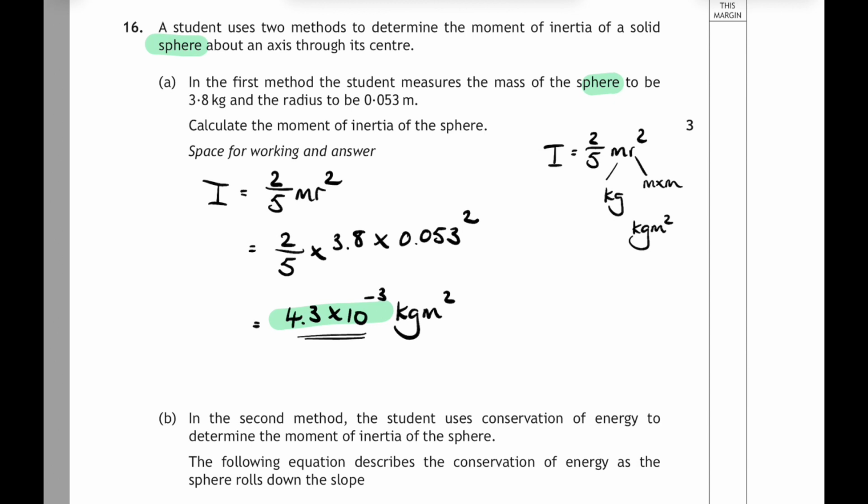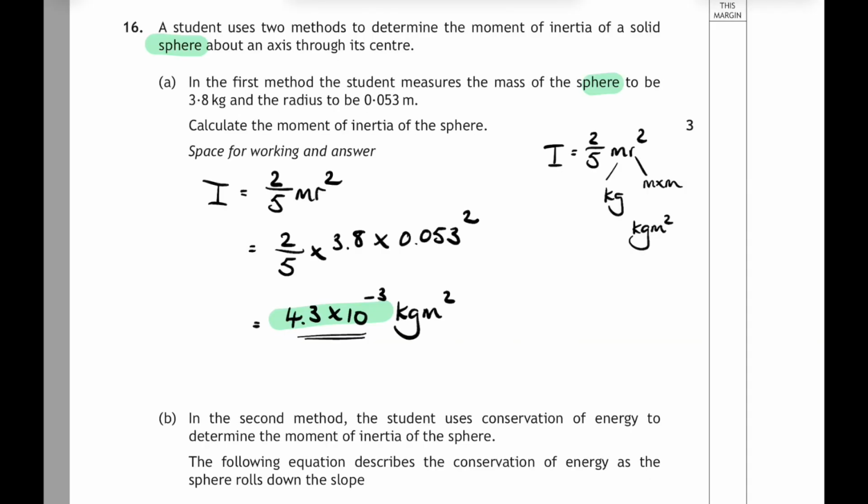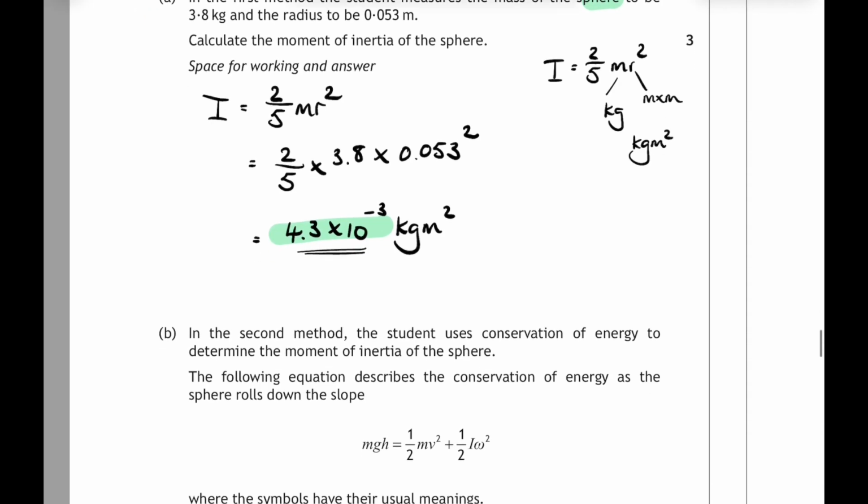kilogram metre squared. There's the SQA marking instructions. It's a standard 3 marker, 1 mark for the relationship, 1 for the substitution, and 1 for the final answer with the correct units. Okay, moving on, part B.